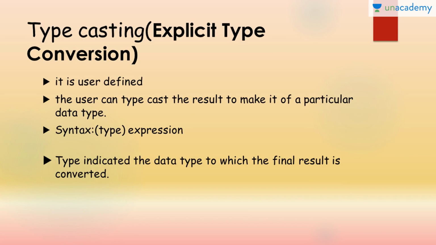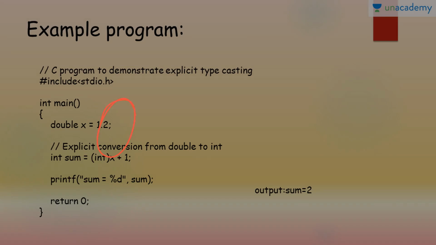Now we'll go to typecasting, which is also known as explicit type conversion. This is user defined conversion. Here the user can typecast the result to make it of a particular data type. So this is under the control of the user basically. This is the syntax of explicit type conversion: define the type, then the expression. Type indicates the data type to which the final result is converted. So we'll have some expression with some data type, and it is converted to the data type which is mentioned here.